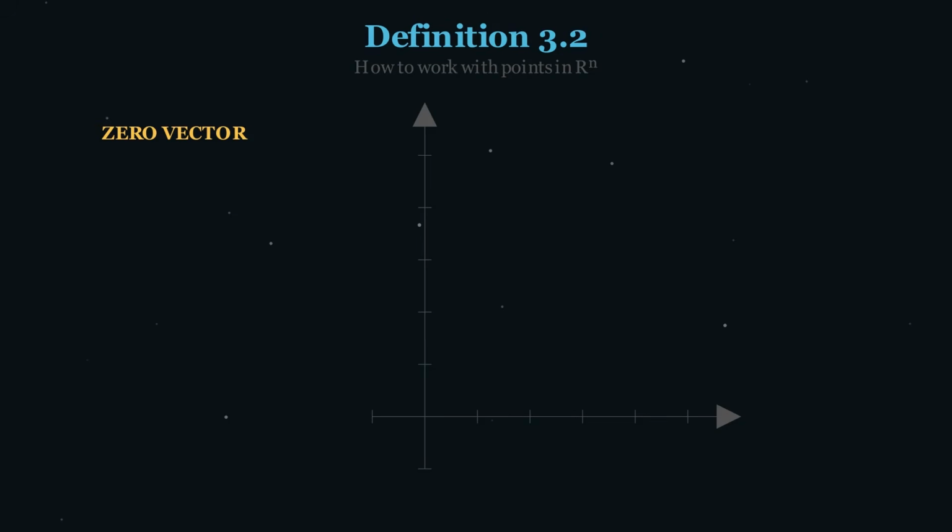The 0 vector. There's a special point where all the coordinates are 0. 0, 0, and so on, all zeros. This is the origin. It's home base, the center of the universe. The place where everything starts. Now here come the 2 really important ones.